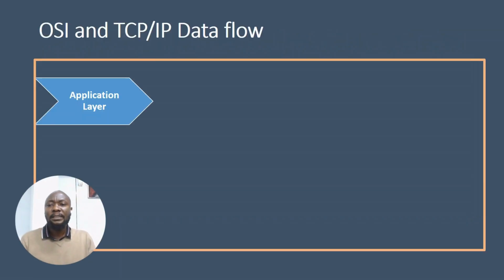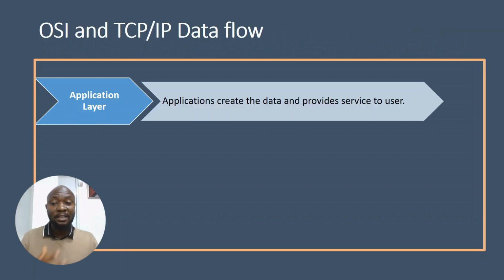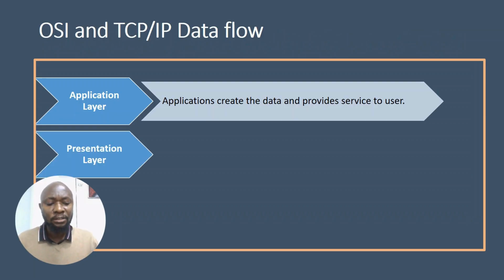Then the data flow. So what actually happens when you sit down behind your system and you start to communicate? The application layer creates data and provides service to the user. So when you have your Outlook or your Gmail, you as a user sit down behind your computer, you compose a message, or you design a flyer, or you create a video. So this is the application. The application does that for you, so it helps you in the creation of data.